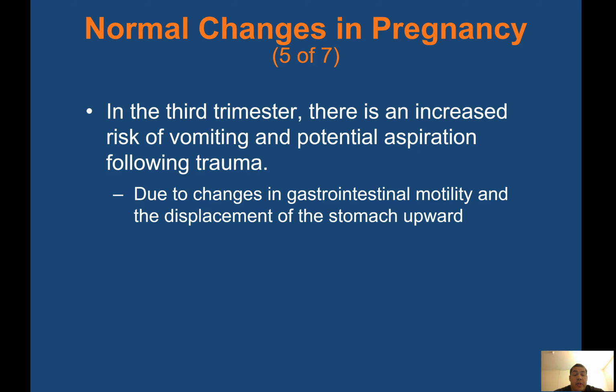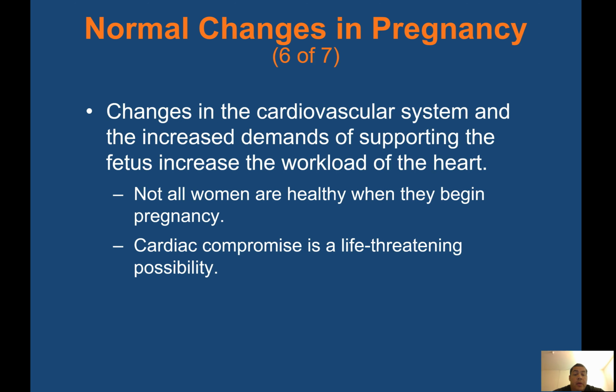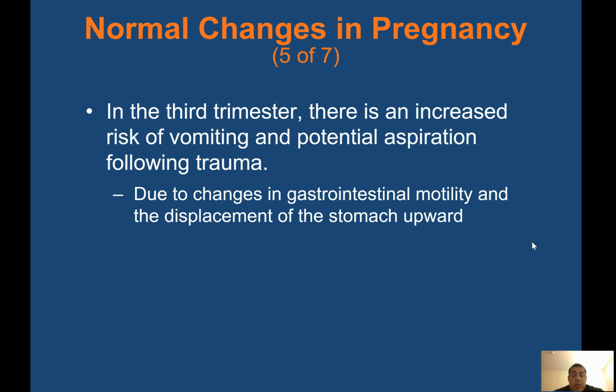In the third trimester, there's an increased risk of vomiting and potential aspiration following trauma due to changes in the gastrointestinal motility and the displacement of the stomach upward. So this is why in the third trimester, we don't lay pregnant patients flat. We lay them on their left side, because this also puts pressure on the aorta and the vena cava. So you're going to get less blood flow back to the heart. That's going to cause the patient to pass out. So be very careful about laying patients on their back when you're doing this.